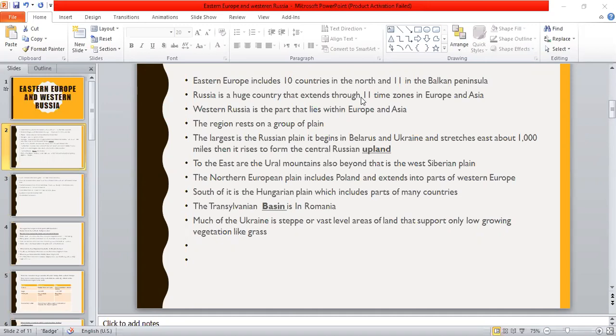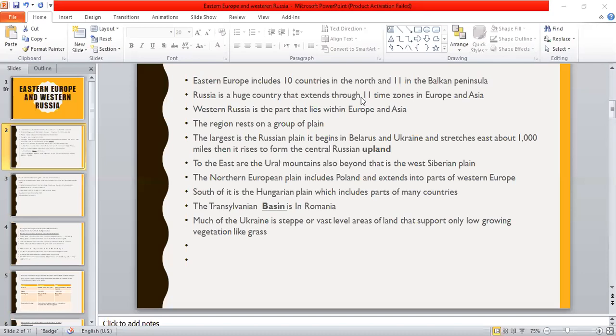So now we know that at the beginning, we said we have 10 countries in the north, 11 in the Balkan Peninsula. Most of the region lies on many plains, and we have mentioned several plains. We have the Hungarian plain, the Russian plain, the Northern European plain, and the Siberian plain. Also, we said that much of Ukraine is steppe, or vast level areas that support only low-growing vegetation.